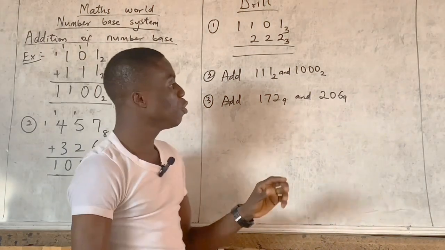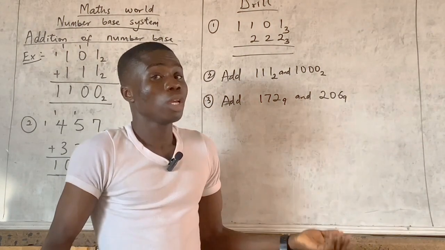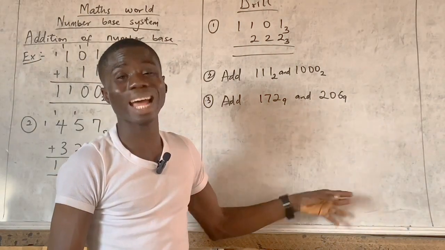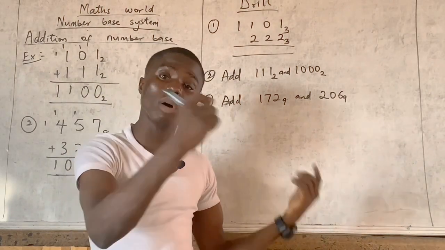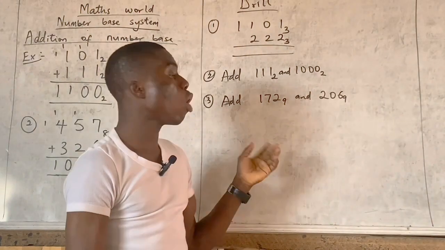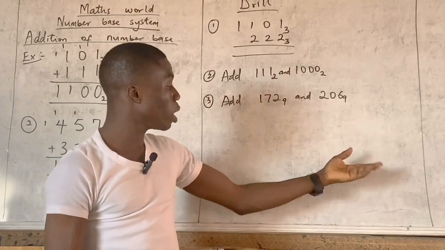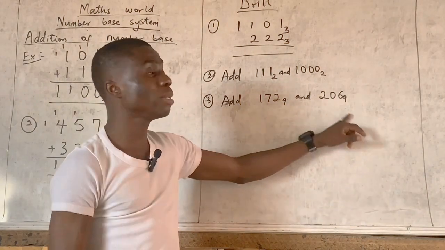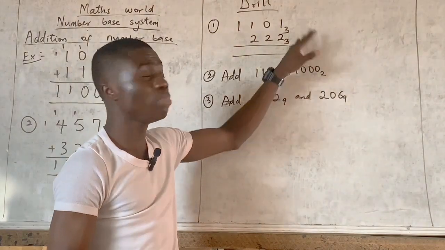But if they give you different bases, like if this is base 9 and this is base 8, you don't need to stress yourself. You cannot add them together directly. Remember, you just convert both to base 10 and add them normally, and return your answer back to the base they ask for, maybe base 9 or base 8. Other bases can never be added except the same base.